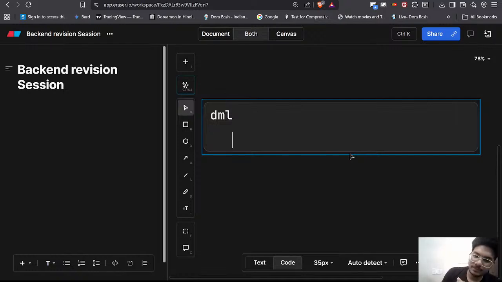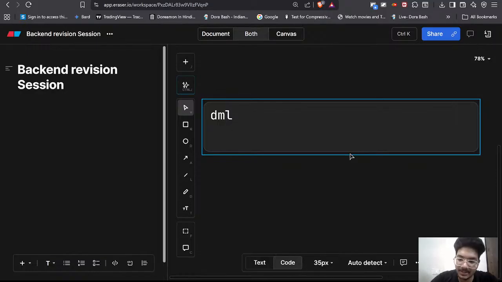DML is used to manipulate the data and consists of the commands for the same. So select, insert, delete, and update are data manipulation language. Data manipulation is manipulating the data, in which we select the data, insert the data, and delete the data.